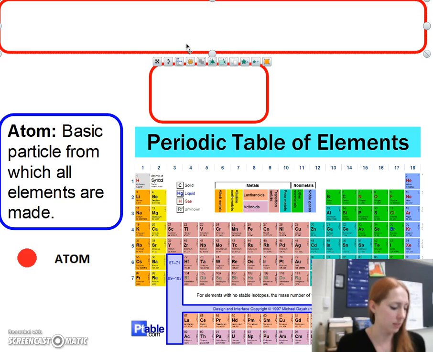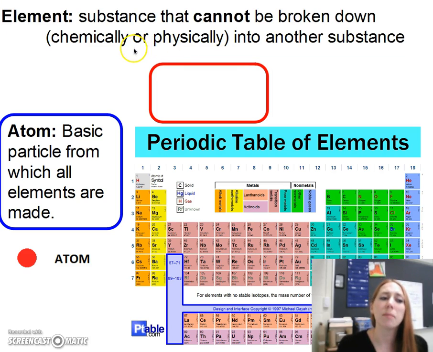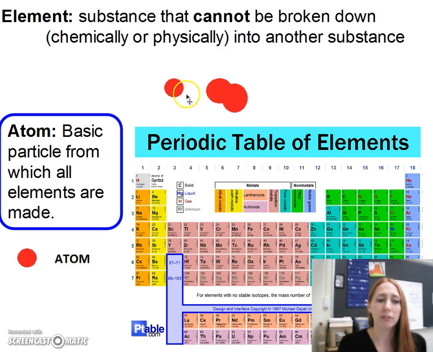Now, an element is a substance that cannot be broken down chemically or physically into another substance. If I were to represent this visually, I could represent it with a single circle. This would be an atom that's also an element. Or here, I've got a molecule that's also an element.